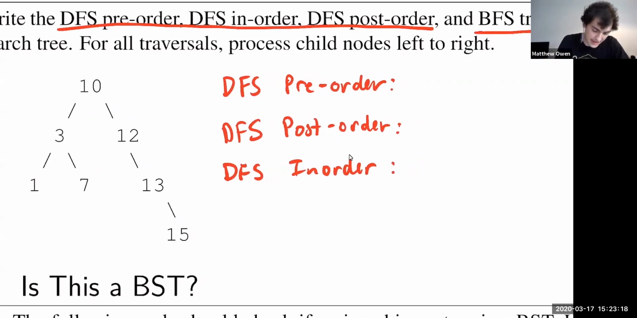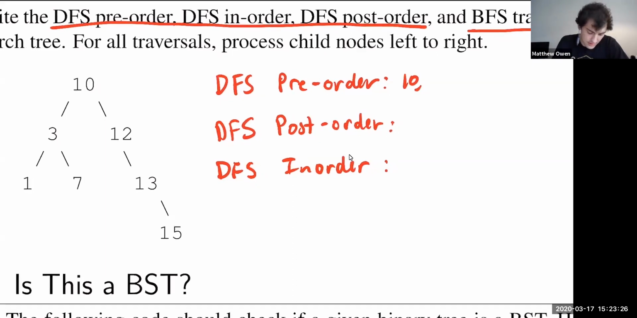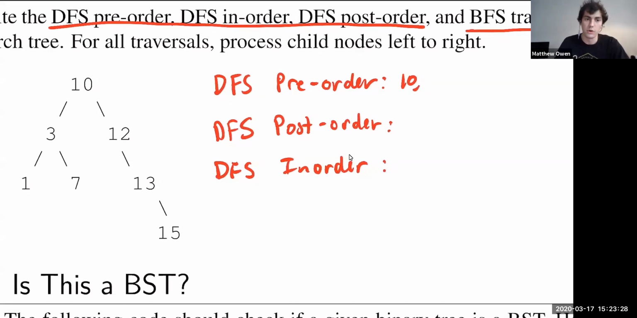So we start at 10. Now that we start at 10, what does that mean? That means that we've seen 10, so we should add 10 to our pre-order. From here, the next thing to do, we're going to continue along the same exact path. When we continue along the same path, the next thing that we do is we go down to the left, and we go down to the left.